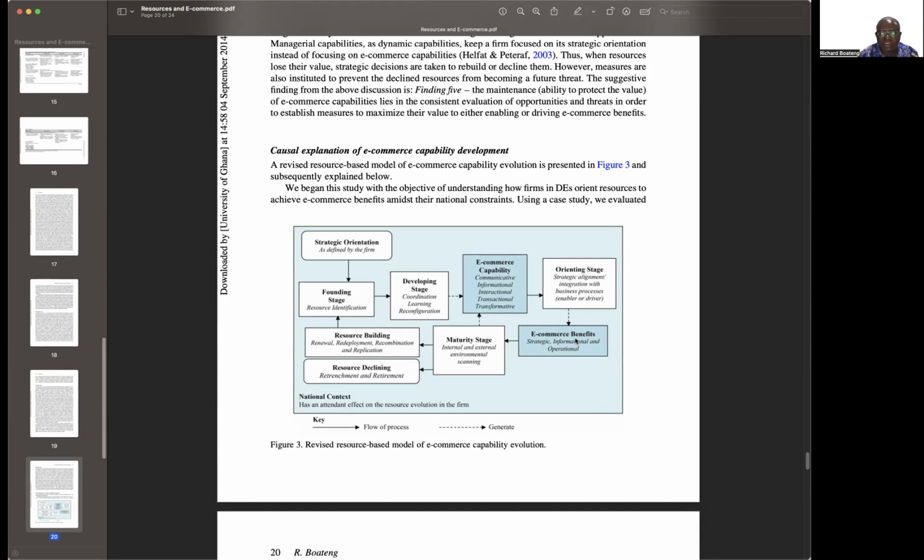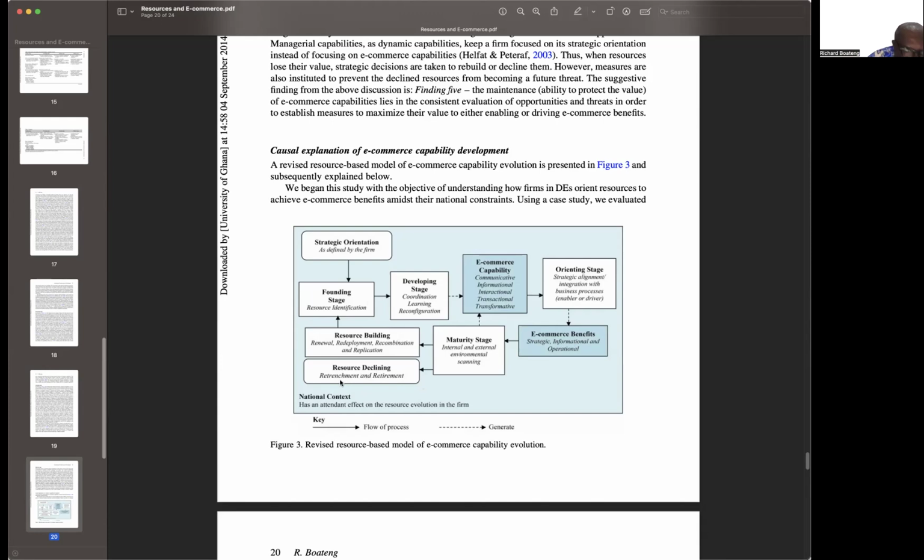Now to get to the maturity stage, unless there's a shake-up in the organization, the organization can just continue rebuilding, redeploying the same type of resources to be able to generate the same type of benefits. But after some time, if there's a change of orientation, the firm may choose to decline some of the resources by retiring or retrenching them.